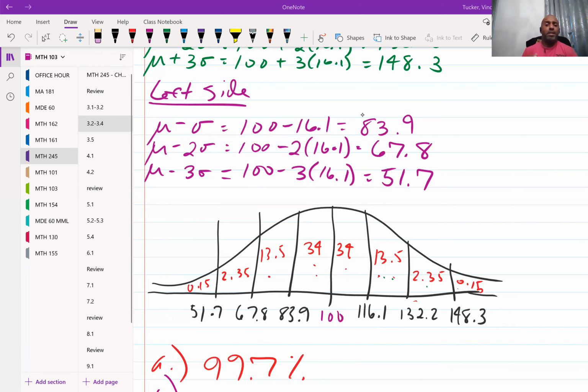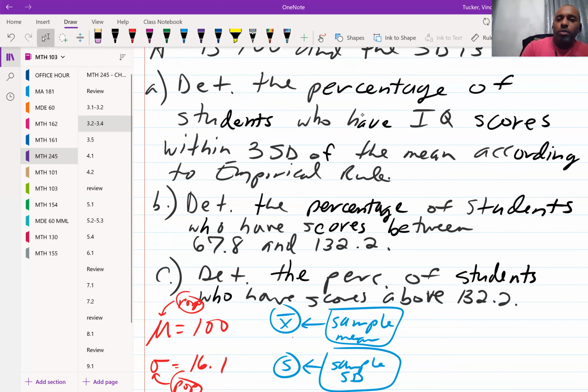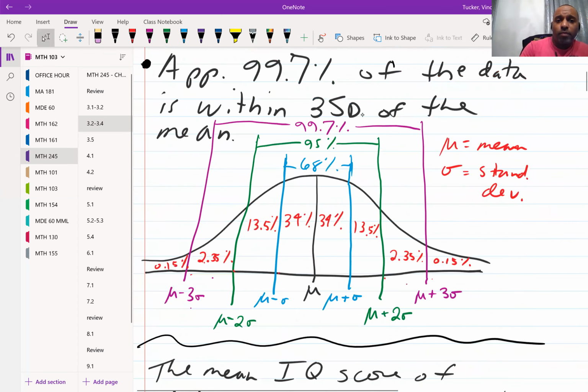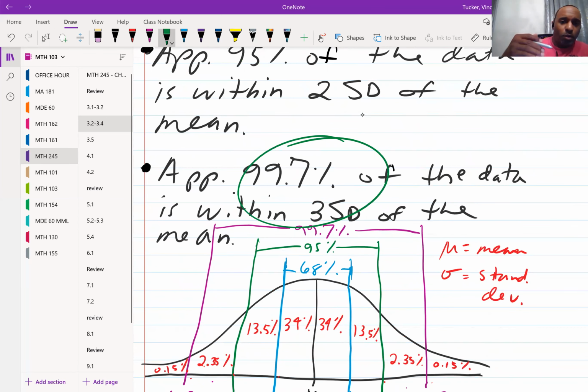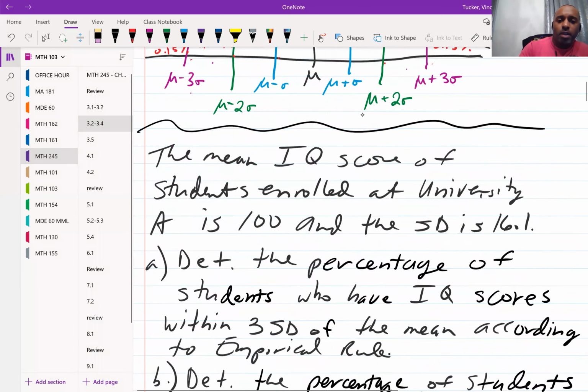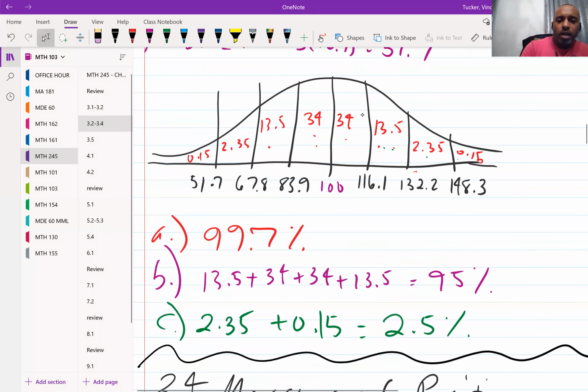Now, for A, remember I said that we didn't need these data values to do A. A was based on the empirical rule itself. If I go back to the question, determine the percentage of students who have IQ scores within 3 standard deviations of the mean according to the empirical rule. Remember, that was this right here. Approximately 99.7% of the data is within 3 standard deviations of the mean. So that's just 99.7. That's all it asks about using the empirical rule. What percentage of students do you expect to be within 3 standard deviations of the mean? 99.7.